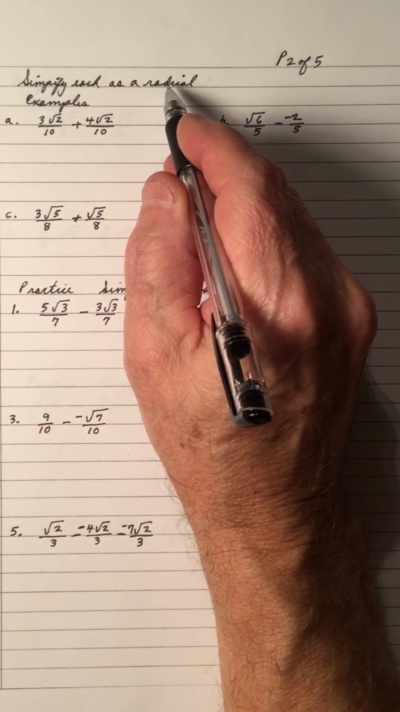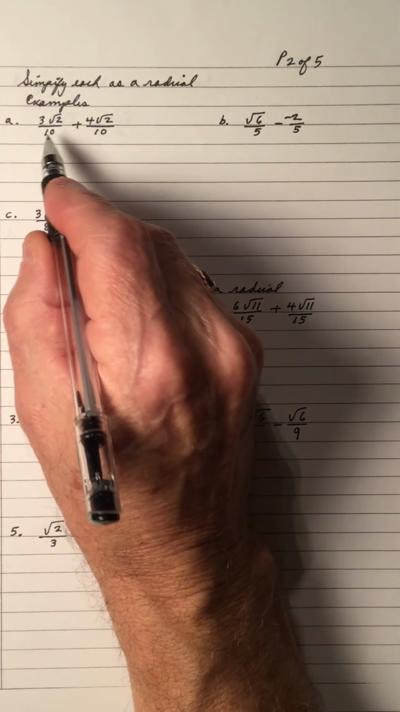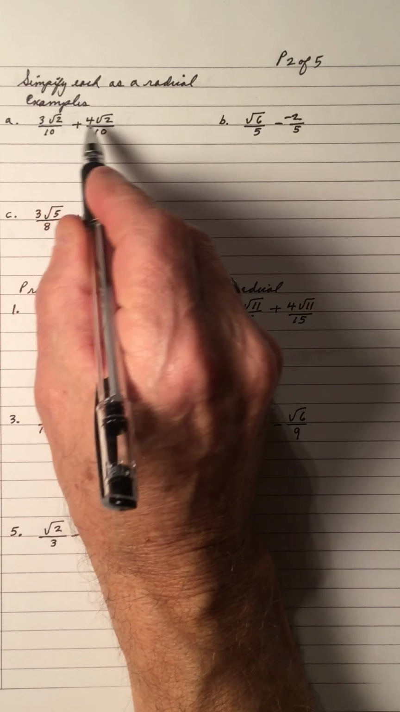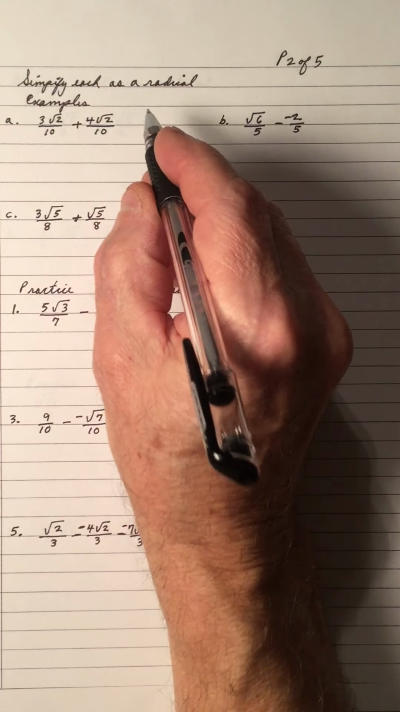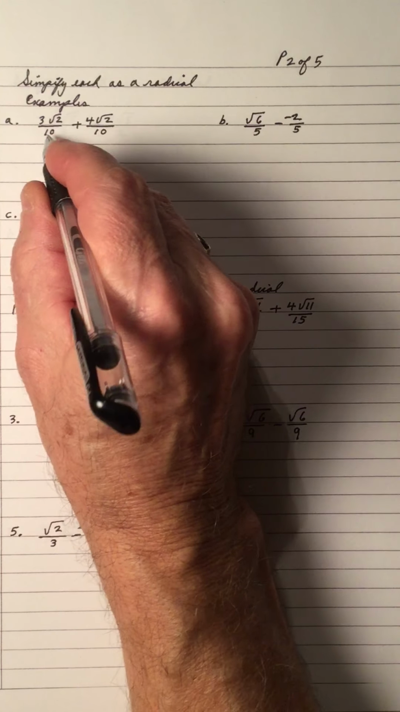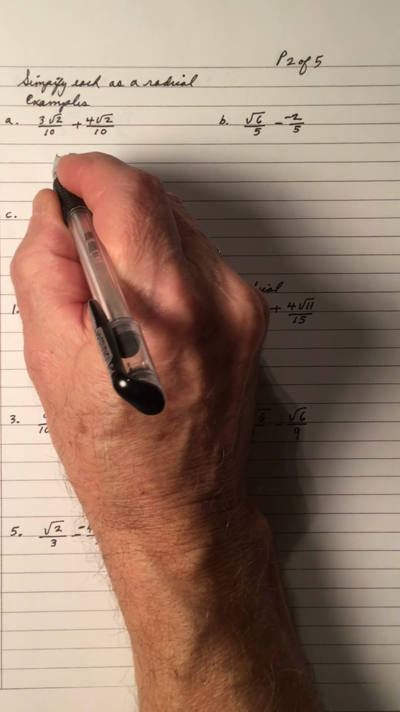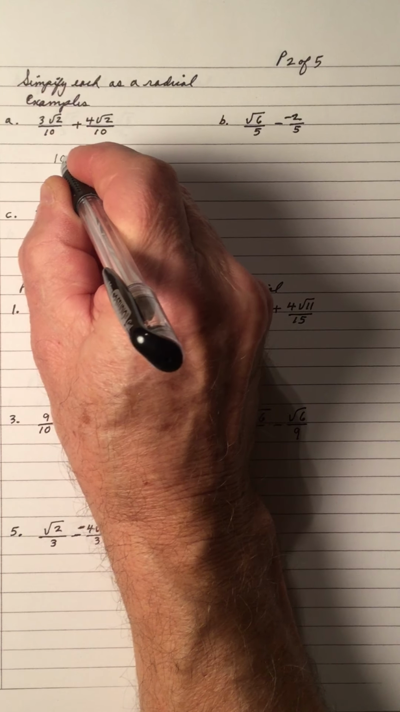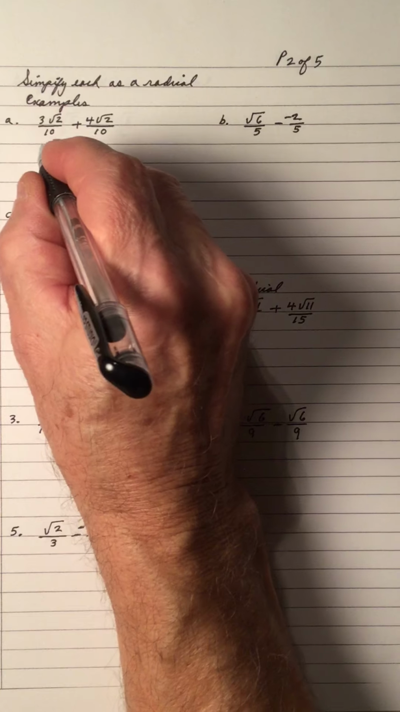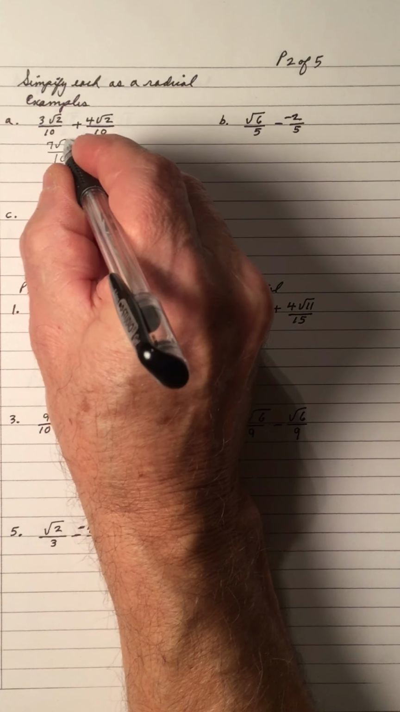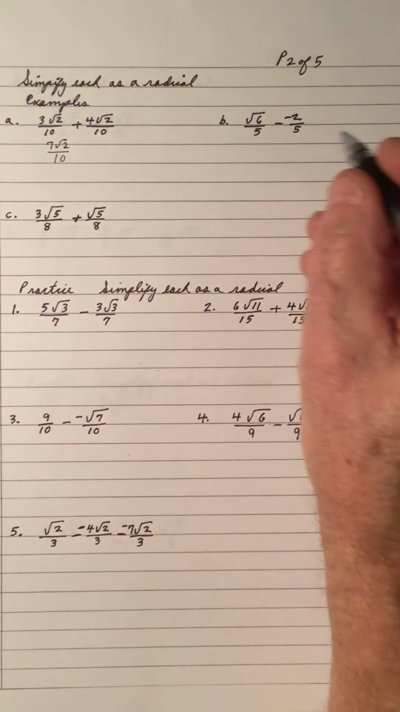Simplify each radical. Notice I have two fractions, but each fraction has an irrational number root. So when we add fractions, we need a common denominator. They already have a 10. So let's write down the common denominator, which is 10. And we add the numerators, so 3 plus 4 is 7, so it's 7 root 2.